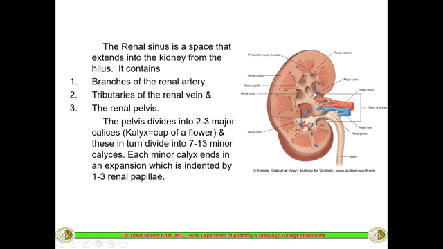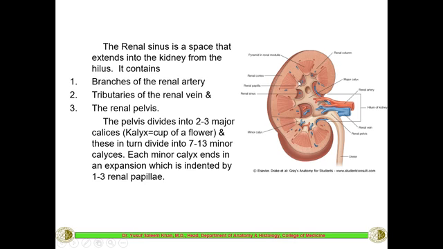So each major calyx will divide into smaller divisions. These are called minor calyces, or minor calyx to be singular, and minor calyces is the plural form of the same. So this will be divided into 7 to 13 minor calyces. So you can see the division of this. This is the major calyx, which divides into minor calyces, 7 to 13. And this will be expanded.